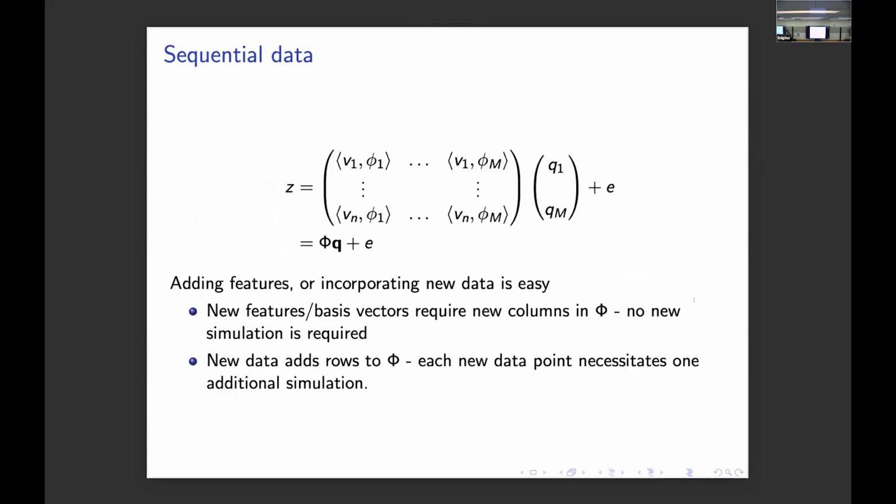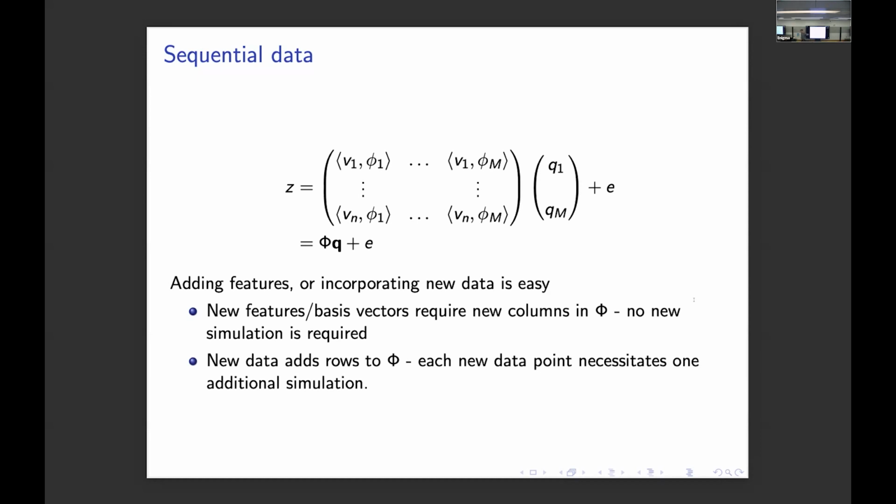Just to talk about what happens as your problem grows, this is the linear model we had to solve. Just to reiterate what I said before, the number of data points is the number of rows, and the number of features, the number of basis vectors, is the number of columns here. To add more features, we just add more columns to this matrix, and that doesn't require any more computation. We've got a linear model to solve, but we know how to do that very well, even in big problems. To add data points, we just add rows down here.